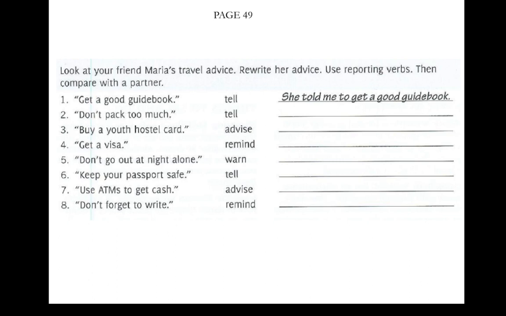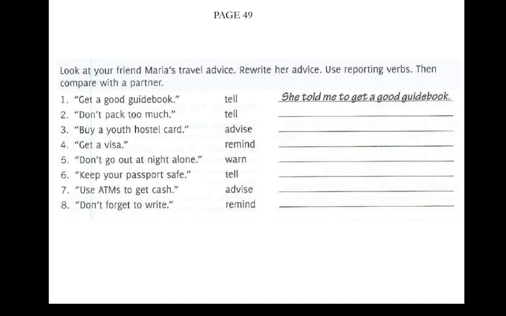Same page 49. Now, look at your friend Maria's travel advice. Maria gave us some advice related to traveling. What are we going to do? We're going to rewrite the advice that she gave us, and we're going to use reporting verbs. Number 1, Maria said, get a good guidebook. So, she told me to get a good guidebook.